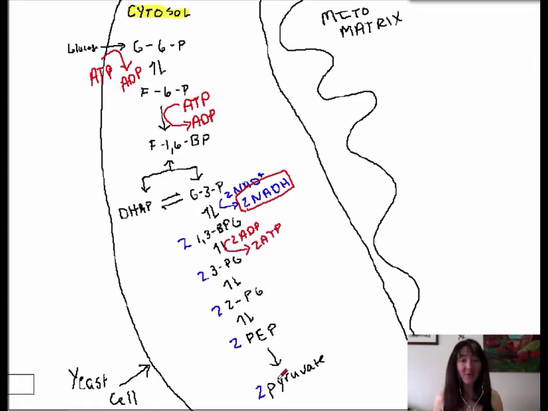But then when we get to this PEP, the wicked high-energy phosphoenolpyruvate, we see the transfer of a phosphoryl group onto 2 more ADPs to finally net us those 2 ATPs and give us the pay dirt that we went in hoping to get. And of course, reducing power, ATPs, and pyruvate in a ratio of 2, 2, and 2. So this review is super important.